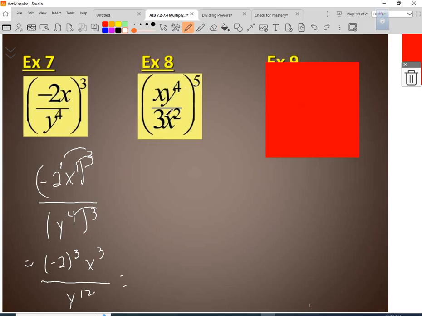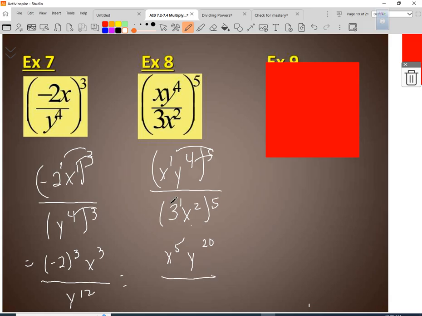So same thing here. If it's a fraction raised to a power, what's in the numerator gets raised to that power. What's in the denominator gets raised to the same power. And now we do them, up high, multiply, right? Don't forget, if you don't see it, it's a 1. So that's going to be x to the 5th power, y to the 20th power, over 3 to the 5th power, x to the 10th power.